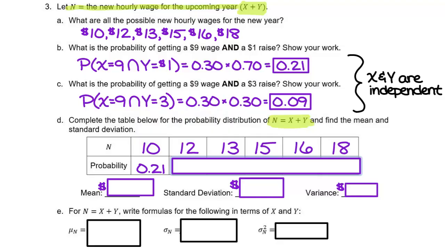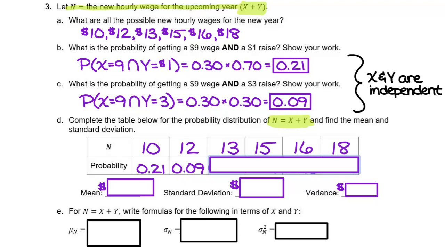How would somebody end up making $12 an hour in the new year? What were their starting wages? What was their raise? 9 and 3. What's the probability that somebody had 9 and a $3 raise? 0.09. I want you guys to finish out the probabilities on this table. Think about how we got these numbers and apply that for the rest of these.